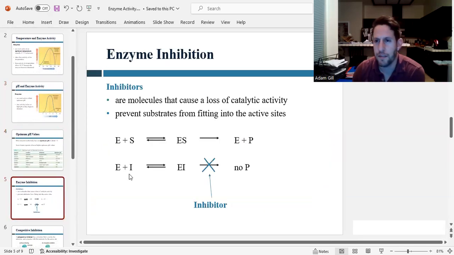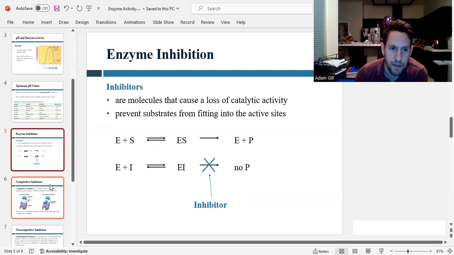The next thing we're going to talk about are inhibitors. An inhibitor is something that stops an enzyme from functioning. The way they work is they stop an enzyme from binding to its substrate. Normally an enzyme and a substrate form an enzyme-substrate complex, and then it can convert the substrate into product. An inhibitor will bind to the enzyme and form an enzyme-inhibitor complex. Once the inhibitor is bound, no product can get formed.